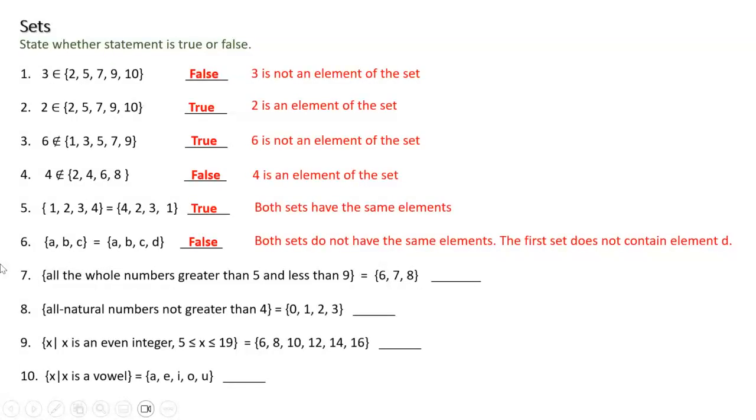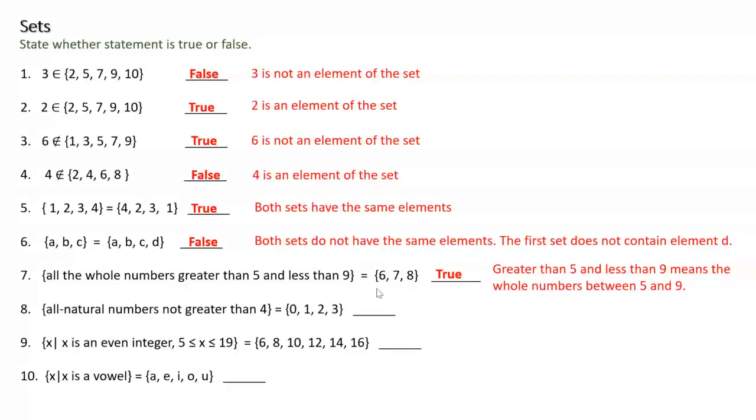Now, let's look at number 7. The set of all the whole numbers greater than 5 and less than 9. Greater than 5 would be 6, 7, and 8. So this has to be true. Because the numbers greater than 5 are 6, 7, 8, 9, 10, 11, 12, right? But here's another condition that it has to be less than 9. So the set containing 6, 7, and 8 is true.